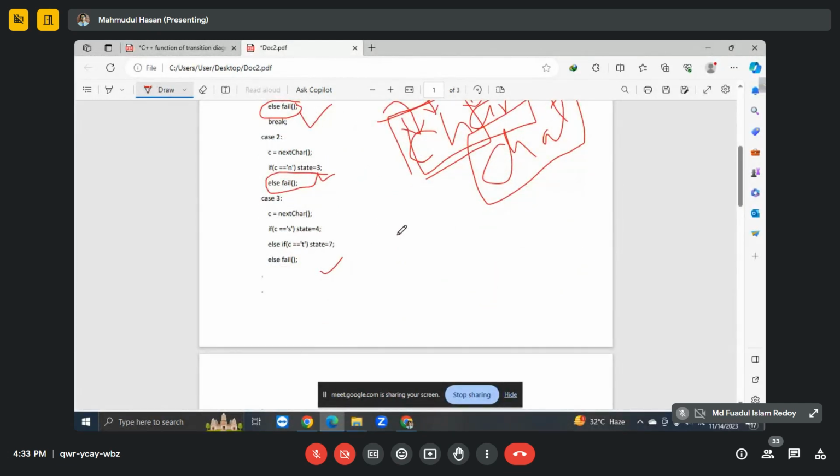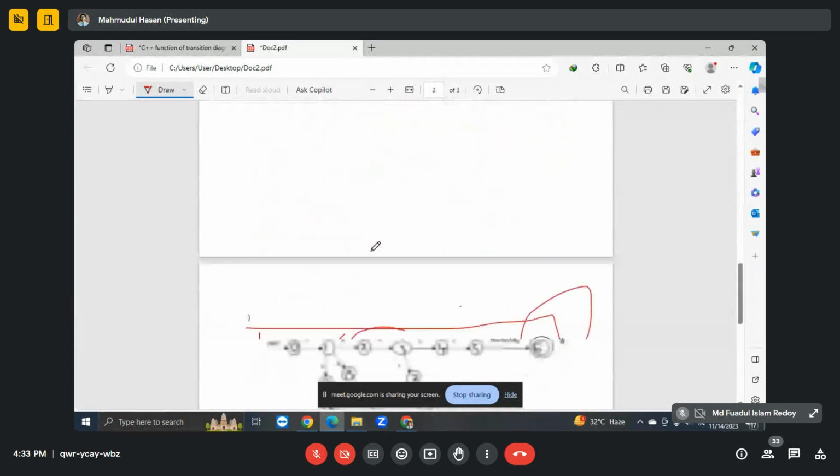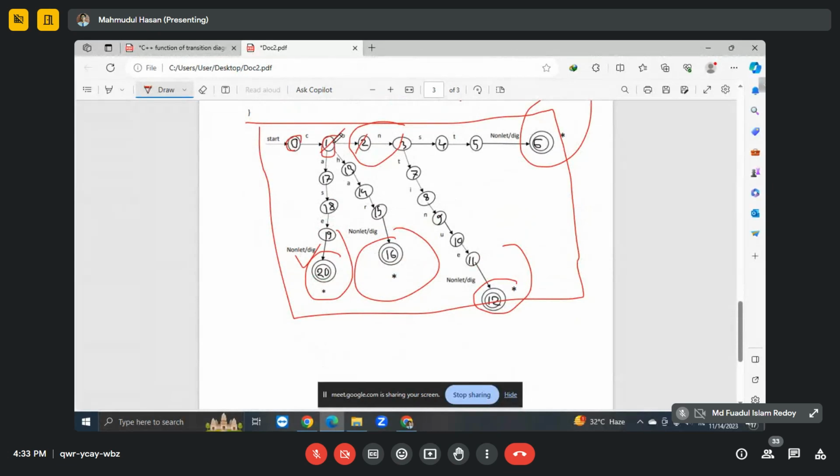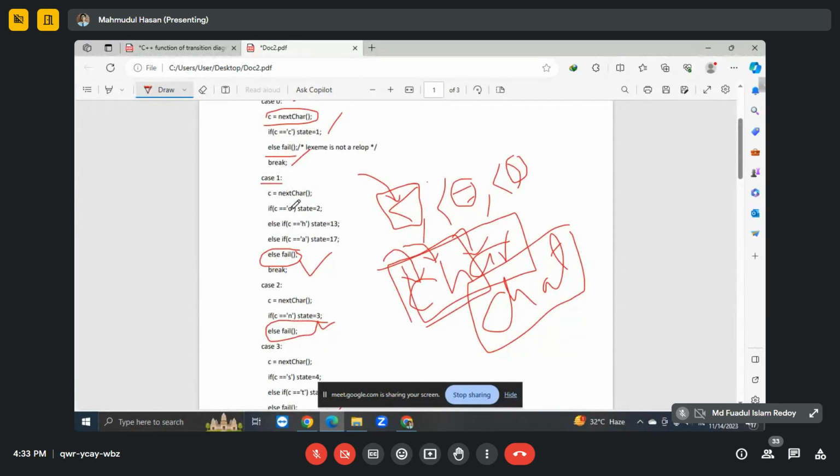So think about a state like 1. If the next character is O, that means state 2. If the next character is A, that means state 13. If the next character is A, that means state 17. So go to case 1: if the next character is O, that means state 2; next character is that, state 13; next character is A, that is state 17.